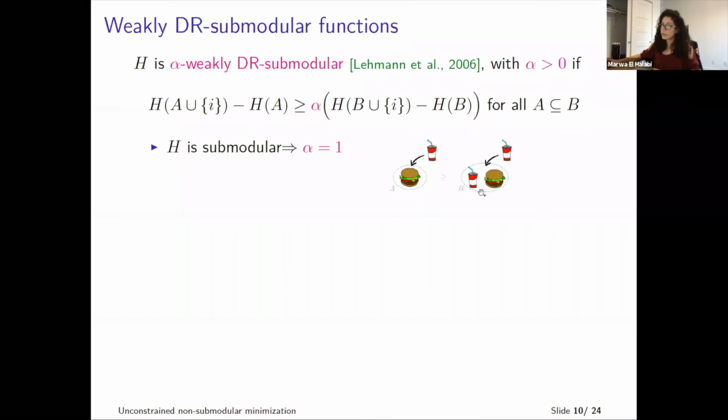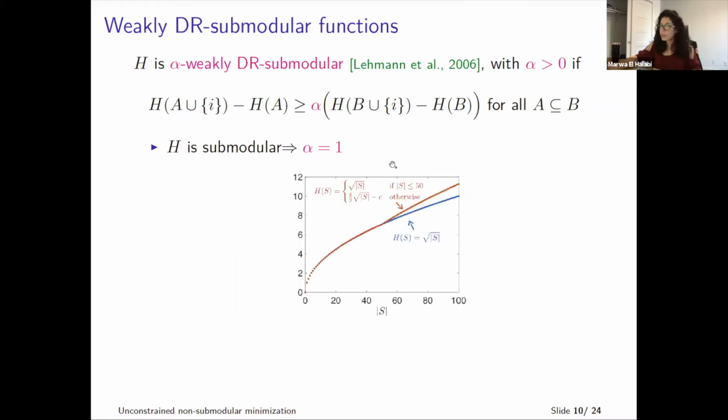And if you recall, the definition for when the function is submodular would correspond to having this inequality satisfied with alpha equal to 1. If alpha is not equal to 1, then we say that the function is weakly DR submodular. And just to give an intuition of how these functions might look, I'm plotting here an example of a submodular function in blue and a weakly DR submodular function in red. In this case, the red function will have alpha equal to 3/4.